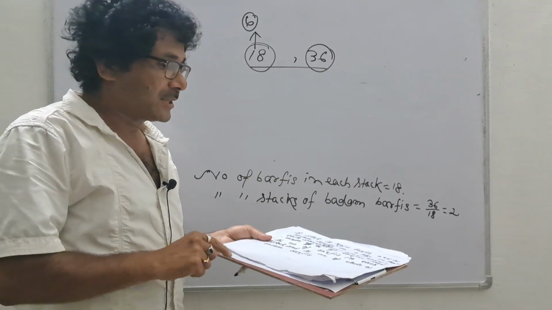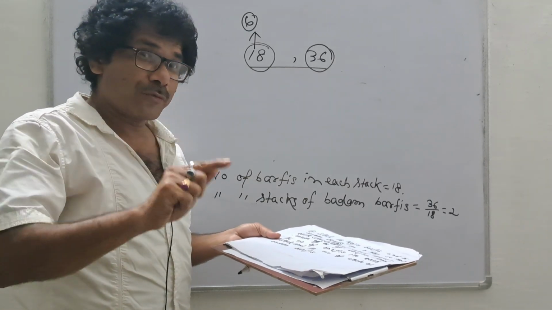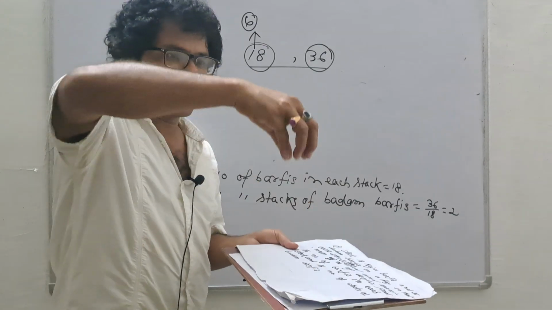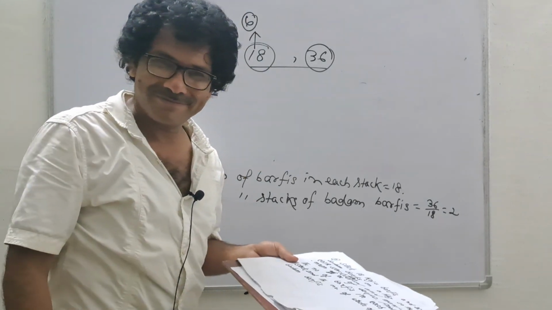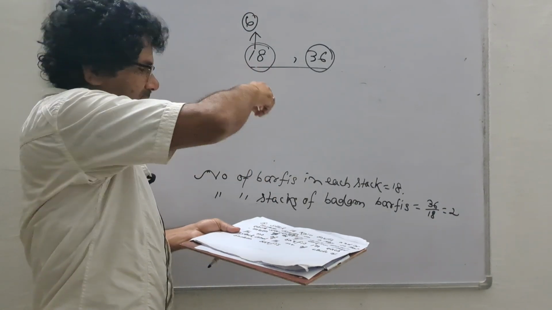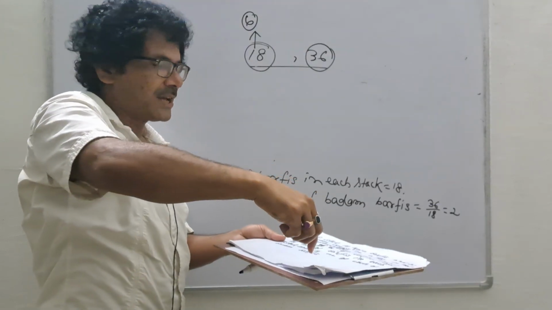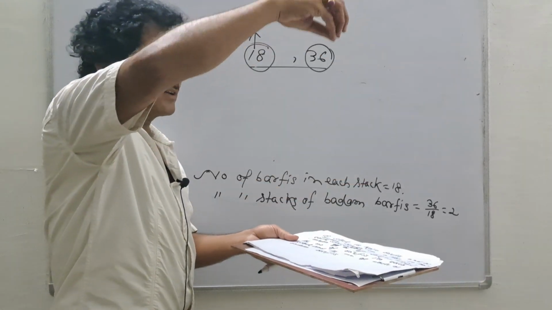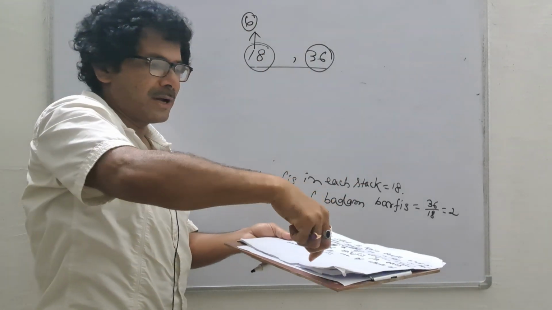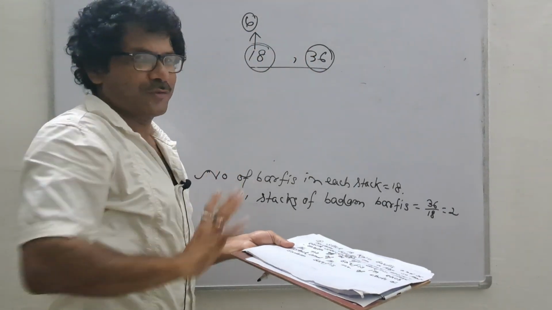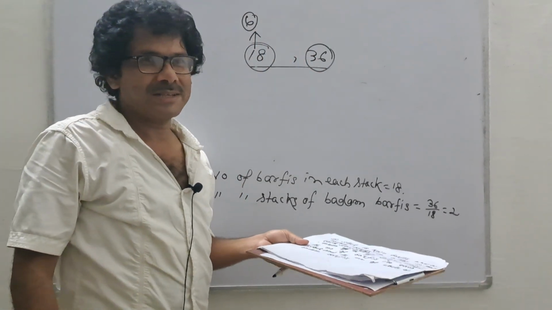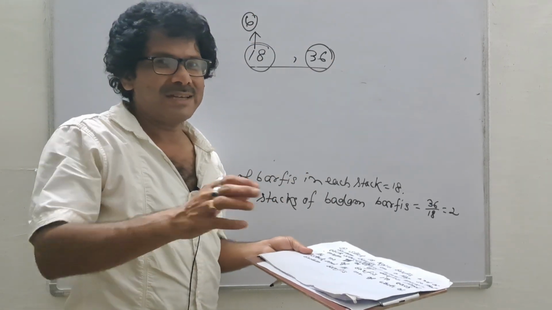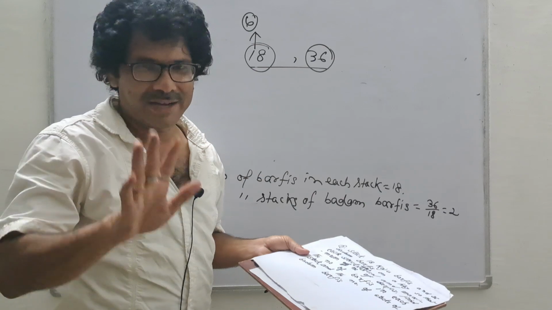But if we want the Borfies to occupy minimum area, then the maximum number of Borfies should be present in each stack. That is, if 18 Borfies in one stack, then this much area, and from this 2 stacks we will get. If each stack contains 18, then one stack this much area, other stack this much area. Minimum area will be occupied by the Borfies if the maximum number of Borfies are present in each stack. Okay, I think you have understood.